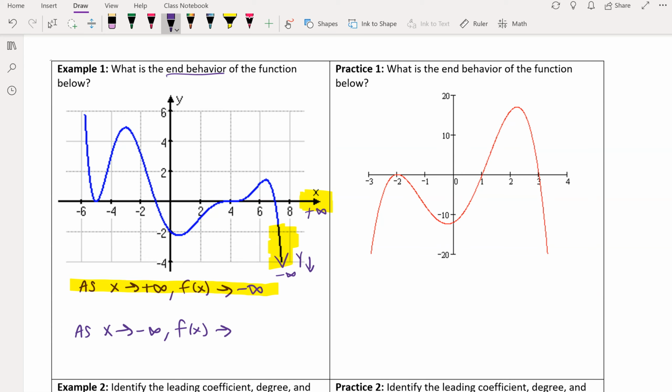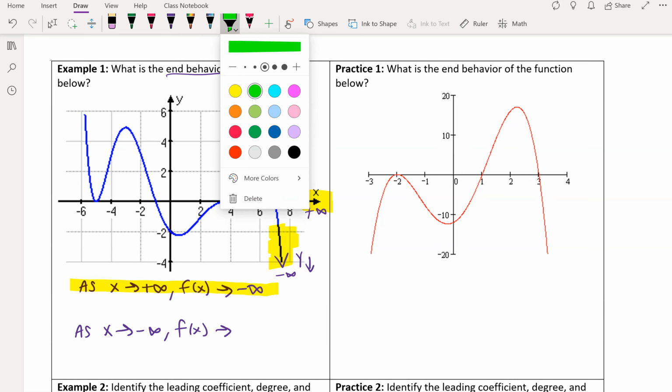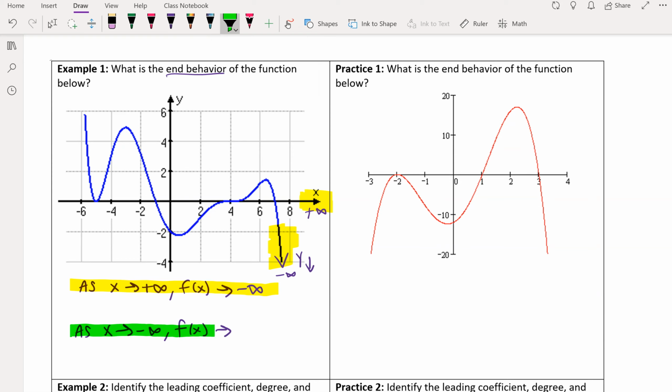Cool, let's go to the left side of the graph. Let's do this one. As x goes to negative infinity, f of x goes to, we have to pick positive or negative infinity. So let's look at x is negative infinity on the far left side of the graph. Where is my f of x or my y pointing? It's pointing up to positive infinity. So that's what we're going to put in this statement, positive infinity. Done. Okay, I want you to write two statements for this practice. There should be arrows on the ends.